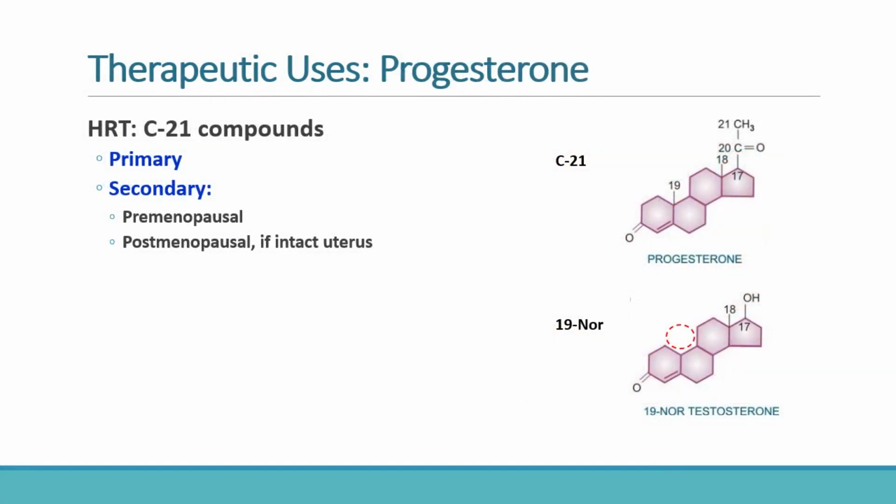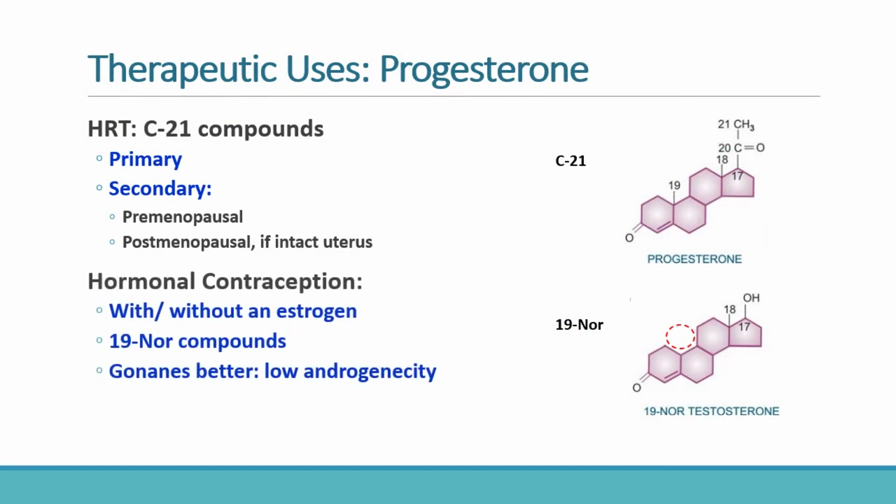Progesterone and synthetic progestins are widely used in hormone replacement therapy and contraception. Notice the distinction between C21 compounds and 19-nor compounds. The gonane subgroup generally has lower androgenicity and therefore better tolerability. Progestins are major components of modern hormonal contraceptives because they suppress ovulation, thicken cervical mucus, and alter the endometrium. When estrogen is given to postmenopausal women with an intact uterus, progesterone is added to protect against endometrial hyperplasia.